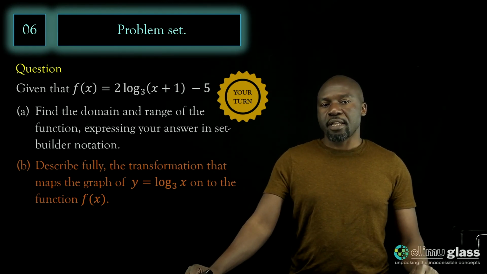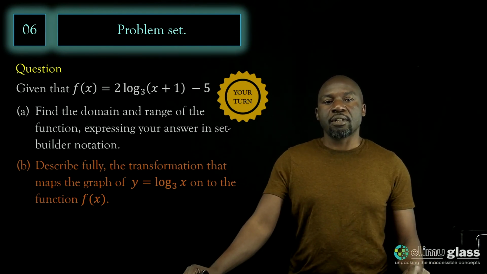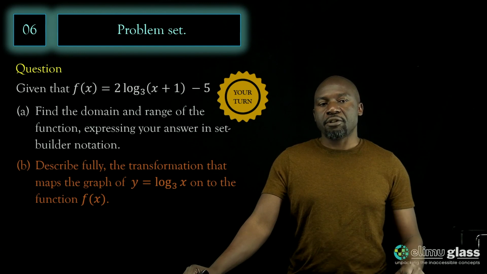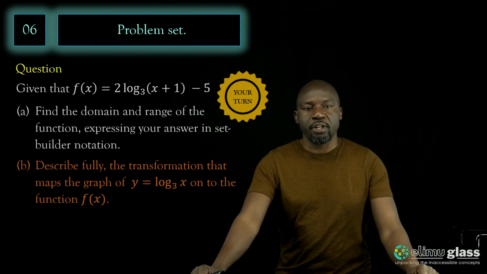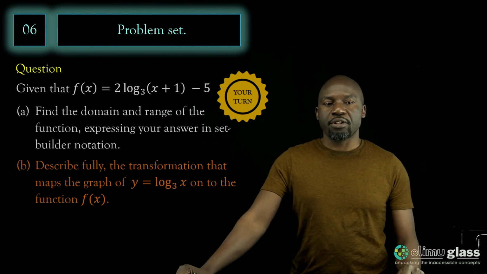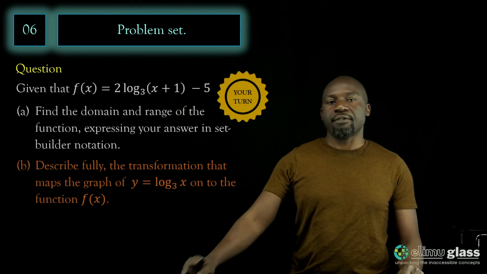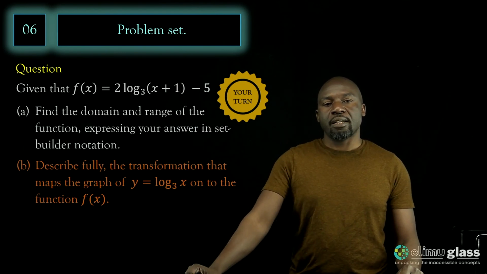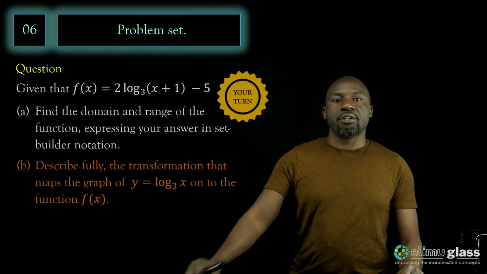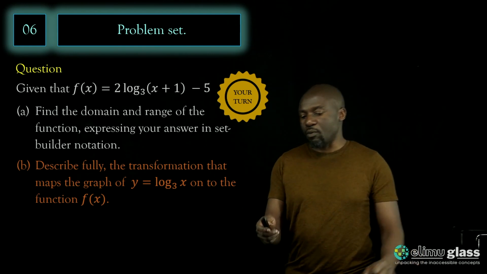And part B there, I've made it orange intentionally because it requires you to relate to transformation. Describe fully the transformation that maps the graph of y equals log 2 base 3 of x onto the graph of the function f of x. So if you've done a transformation of function, this should be easy to see. Give it a try and let's see what you have.